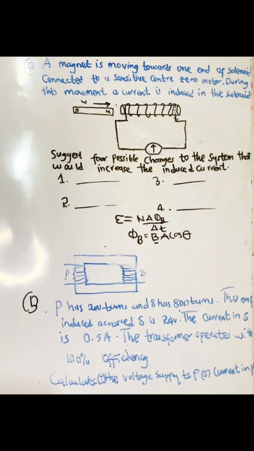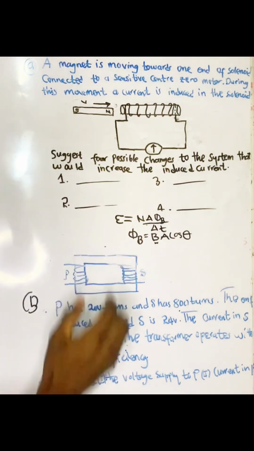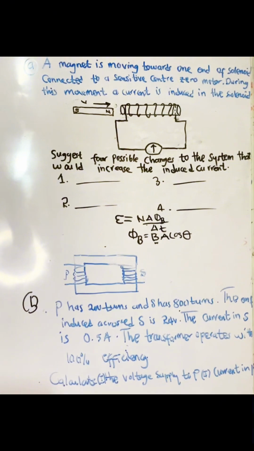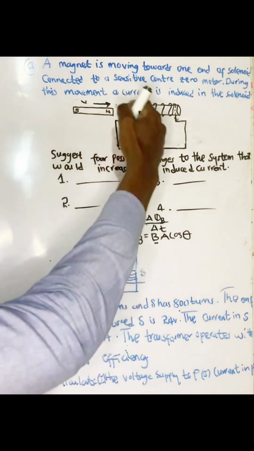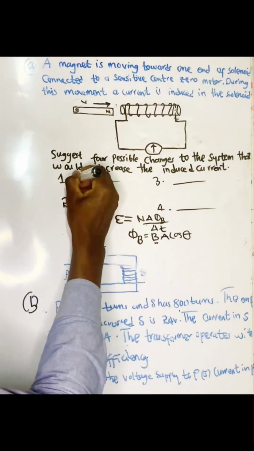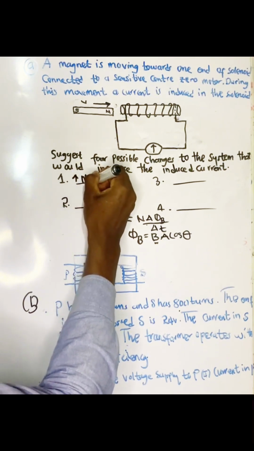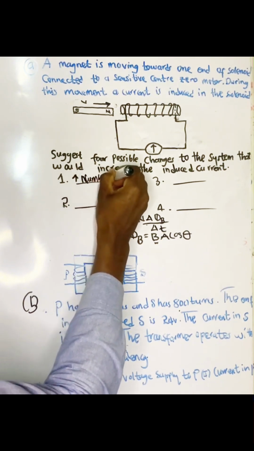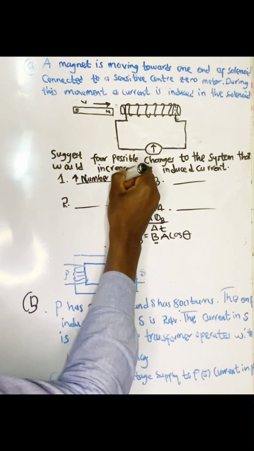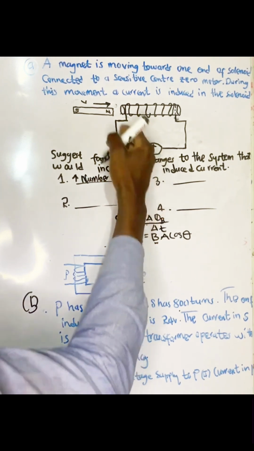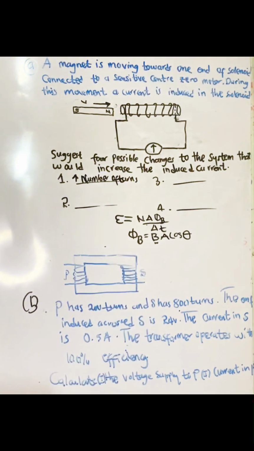So the 4 possible alterations we can make to this particular setup: the first is to increase the number of turns. So we have to increase the number of turns on the conductor.